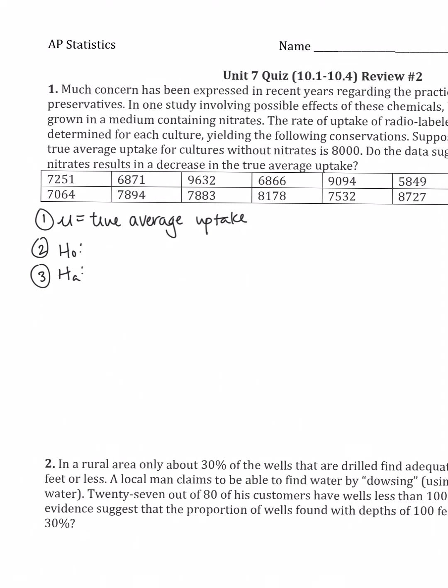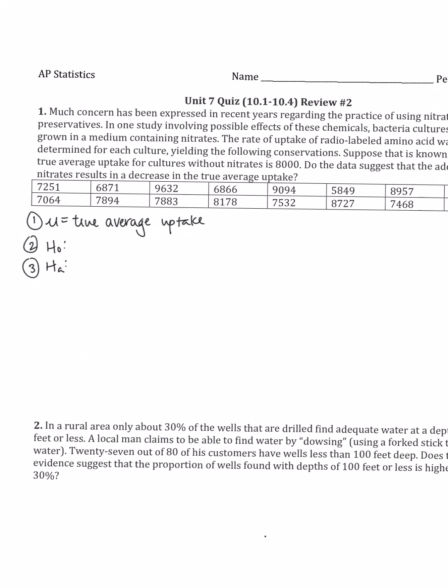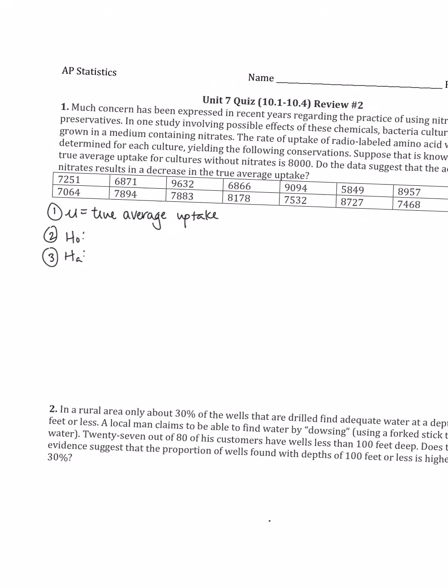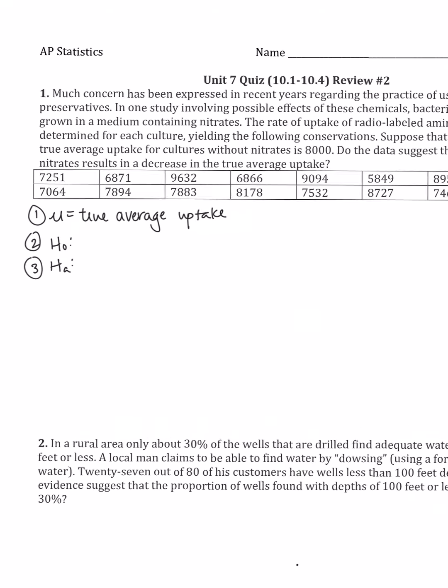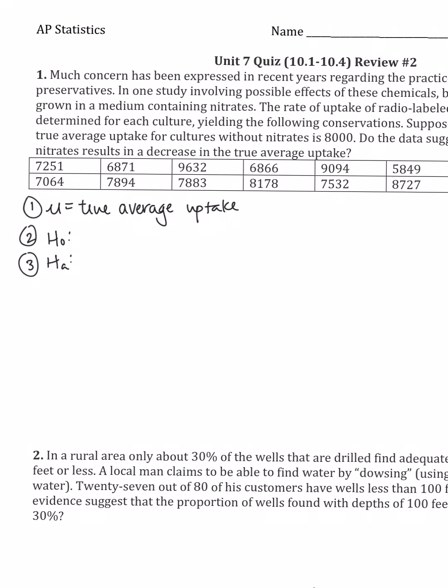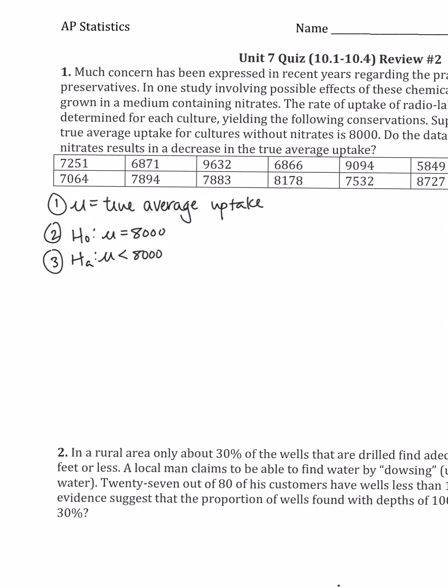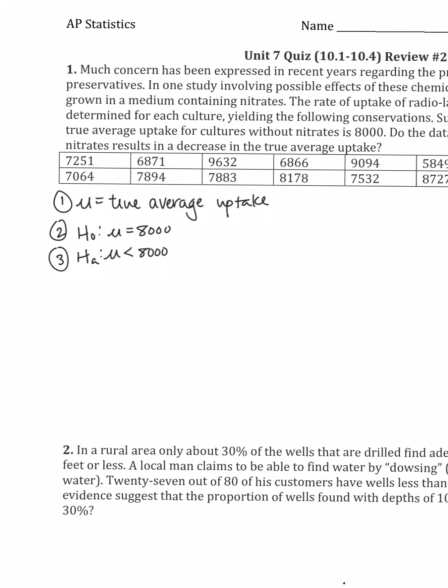So, do the data suggest that the addition of nitrates result in a decrease in the true average uptake? So, if the true average without nitrates is 8,000, if we add nitrates, does it go less than 8,000? We want to see. All right, let's check the conditions.